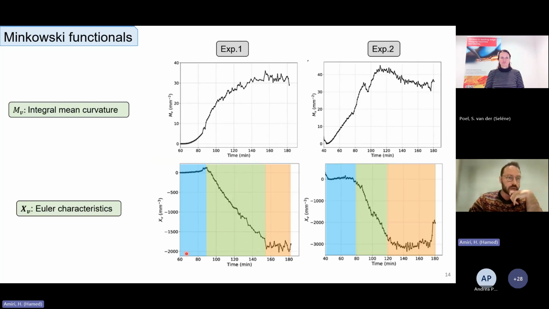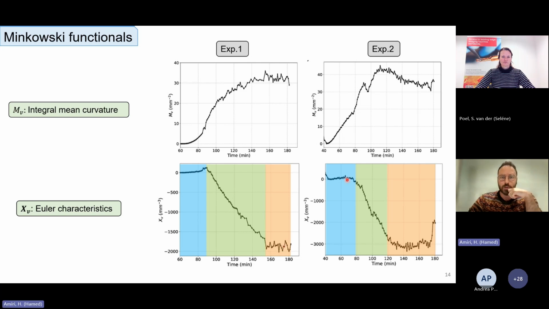Here you can see the results of mean curvature and Euler characteristic. Especially in the Euler characteristic, you can distinguish 3 different stages. At the beginning of this curve, the Euler characteristic is about 0, so it means that the pore network is not connected. But at some point, it starts to rapidly decrease towards negative values, so it means that the connectivity increases significantly. At the later stage, it again reaches a plateau and stabilizes with some oscillation.